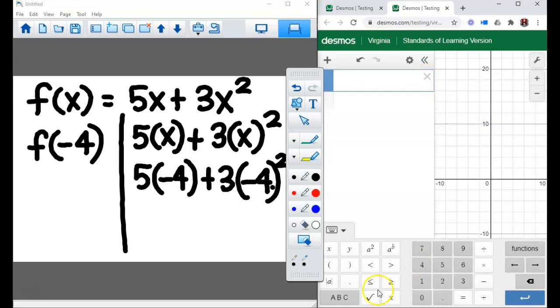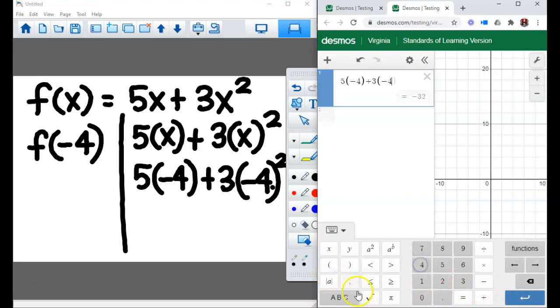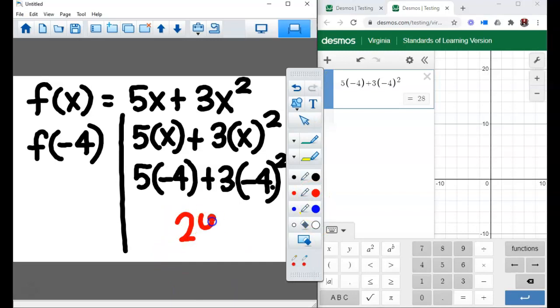All right, so here we go. It's going to be 5 parentheses negative 4, close parentheses, plus 3 parentheses negative 4, close parentheses, and square. And when I'm all done, then I see my output right there. So on this problem, the answer should be 28.